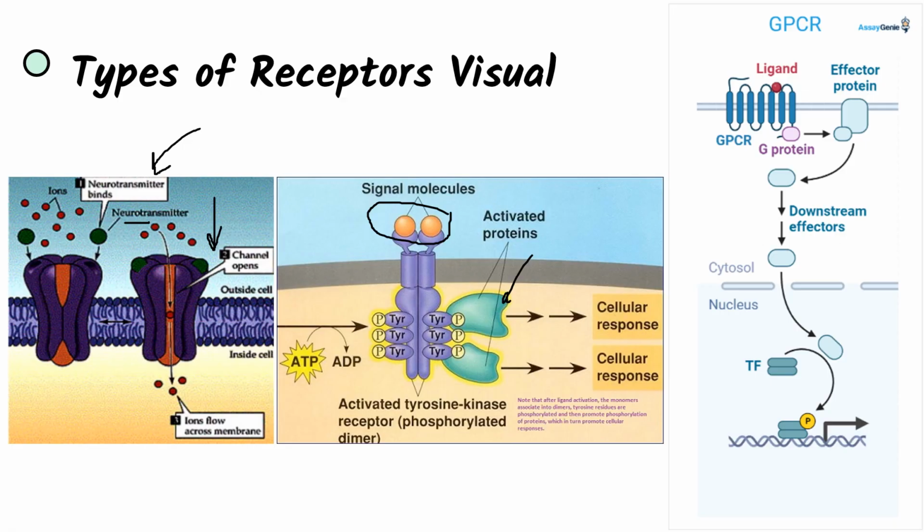This is the receptor, and we have our ligand that's bound to it. So this G protein is going to become activated. It's going to turn into GTP from GDP. It's going to become phosphorylated. And now this GTP is going to affect the effector protein, and the signal will begin to transfer downstream.